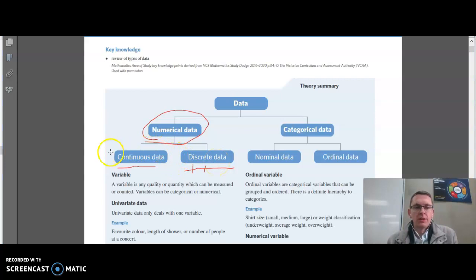A good example that I use would be paying by credit card. You can charge to the nth degree, so that would be continuous data. Whereas if you pay by cash, it's to the nearest 5 cents, so that would be discrete data.